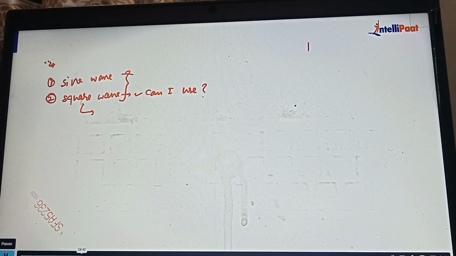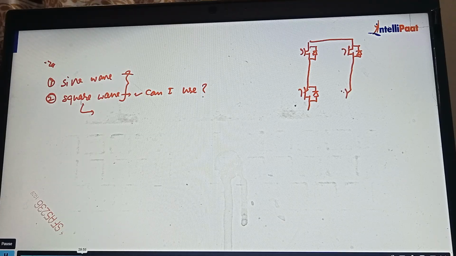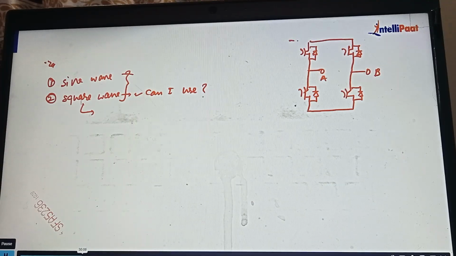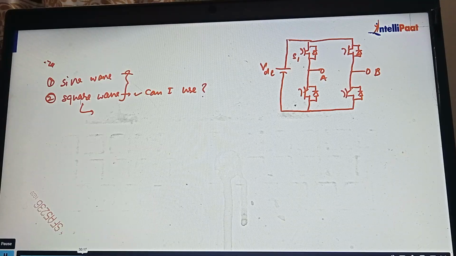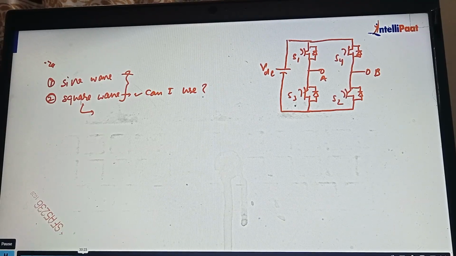Suppose I'm talking about the single phase inverter. We have this IGBT and a second IGBT, 2 legs, an H bridge, and then we have 4 switches. This switch is known as an IGBT, right? We have the A and B terminals. At the input side, we have connected VDC. So S1, S2, S3, S4 are the 4 switches.